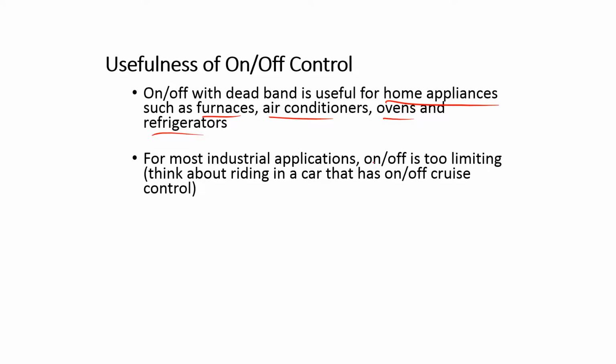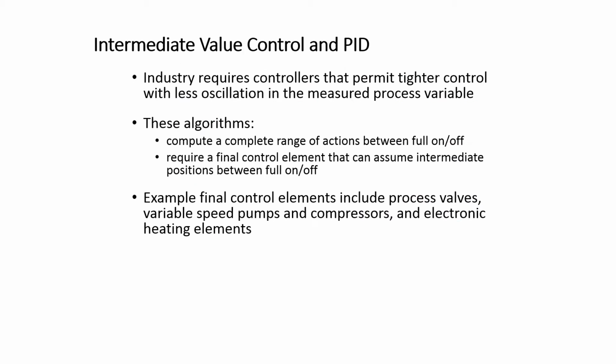Okay, so in a lot of cases the on-off is too limiting. For example, if you were in a car that had cruise control that was just on-off, you'd either be at 100% gas pedal or 0% gas pedal. Okay, so not practical. So we want to have tighter control with less oscillations, and that's where this new proportional control comes in.